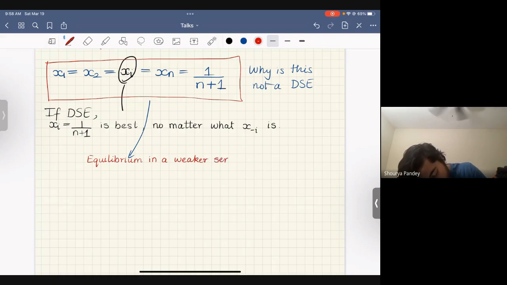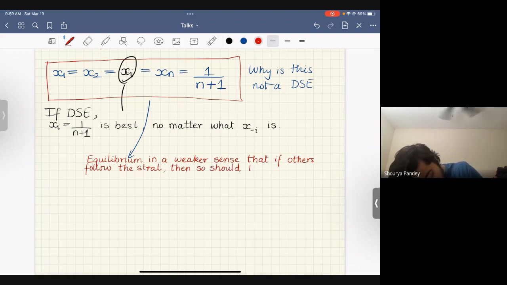Weaker sense that if others follow the strategy, then so should we, as the player. So should the player.